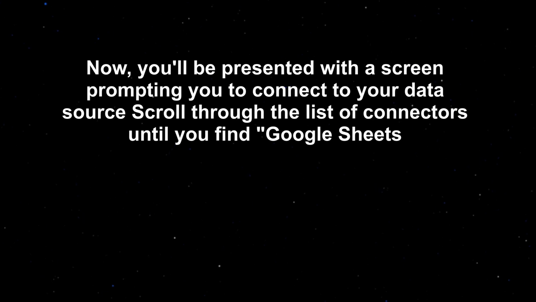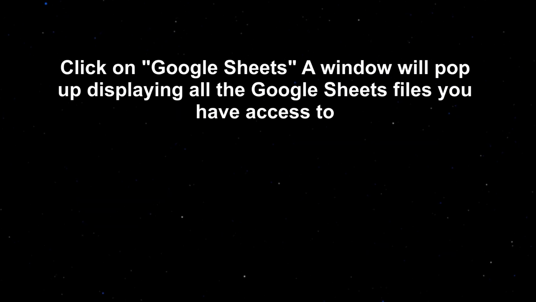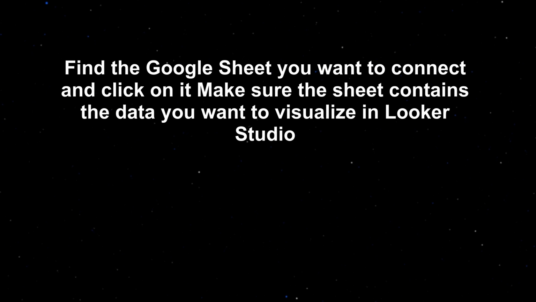Now, you'll be presented with a screen prompting you to connect to your data source. Scroll through the list of connectors until you find Google Sheets. Click on Google Sheets. A window will pop up displaying all the Google Sheets files you have access to. Find the Google Sheet you want to connect and click on it.